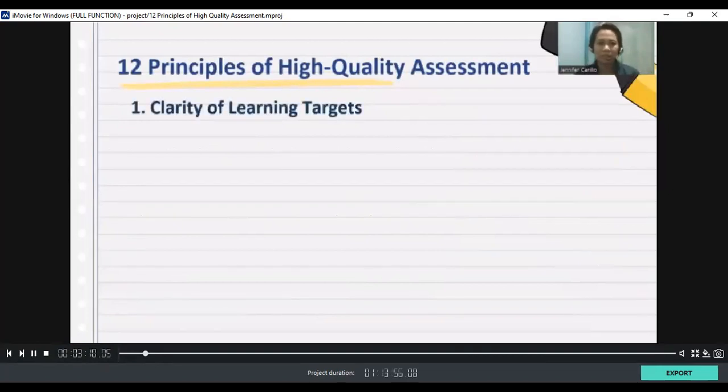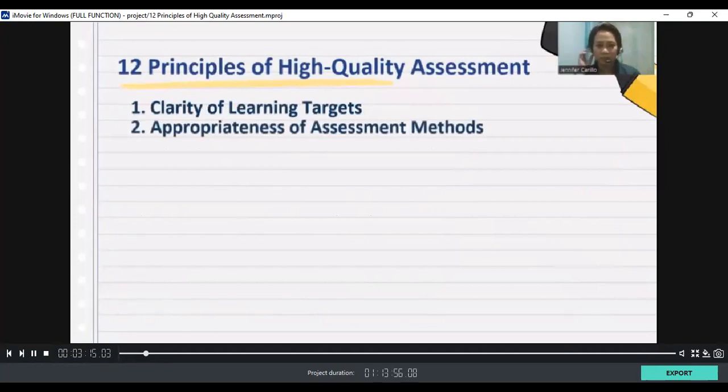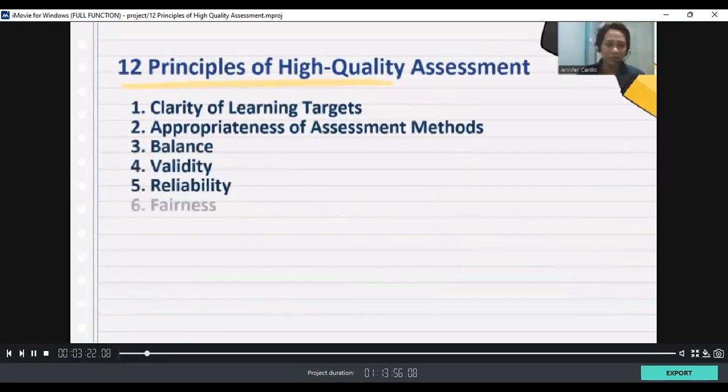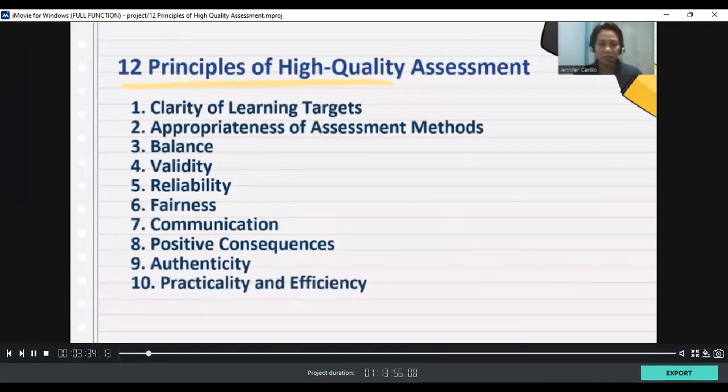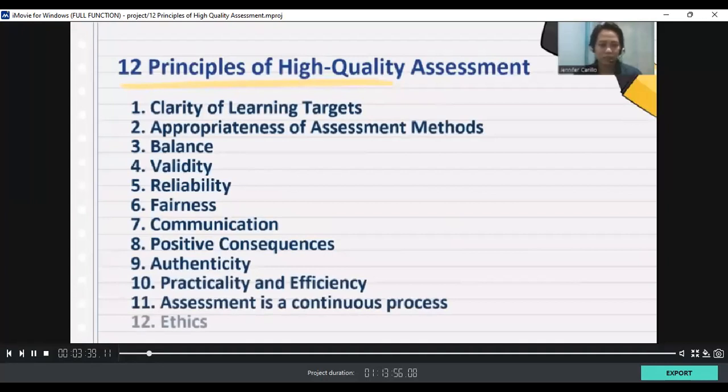First, clarity of learning targets. Second, appropriateness of assessment methods. Third, balance. Fourth, validity. Fifth, reliability. Sixth, fairness. Seventh, communication. Eighth, positive consequences. Ninth, authenticity. Tenth, practicality and efficiency. Eleventh, assessment is a continuous process. And twelfth, ethics in assessment. So we will discuss this one by one.